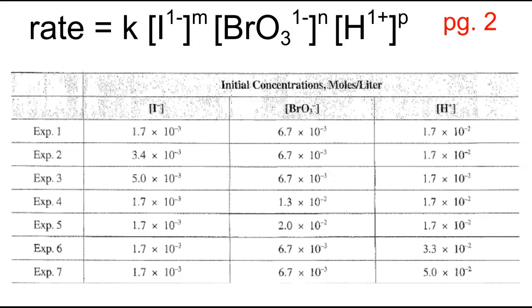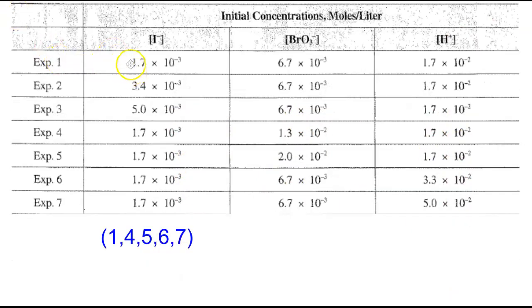Okay, so now what we're going to do is figure out the order of M, N, and P. If you remember when we did this in the first set of homework problems and on the first mastery quiz, we have to first set up when is this concentration constant, when is this one constant, and when is this one constant. So let's start. You can see here that we have 1.7 times 10 to the third, which happens in experiments 1, 4, 5, 6, and 7. So we wrote down 1, 4, 5, 6, 7 here. And then for this one, we have it constant at experiments 1, 2, 3, 6, and 7.